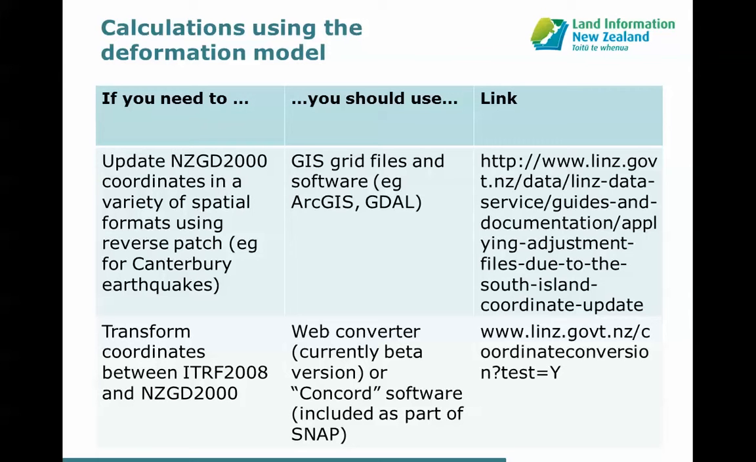There's a link there on the LINZ website where you can find more information about how to go through that process. If you're wanting to transform coordinates between the Earth-fixed global reference frame and the plate-fixed GD2000 datum or reference frame, you can use the web converter on the LINZ website, which is currently still in beta version, but you can use it. There's a link there to it. And we also have the Concord software, which is included as part of the SNAP download.